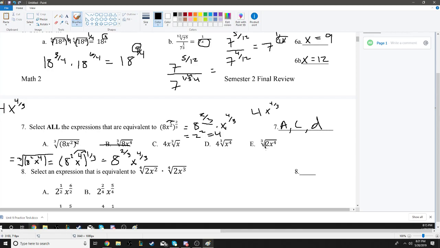And for part E, put parentheses around it. This is going to be 2x to the 4th power, all raised to the 1/3 power. And when you distribute them, this becomes 2 to the 1/3 times x to the 4/3, and that is incorrect. So those are only our answers, A, C, and D.